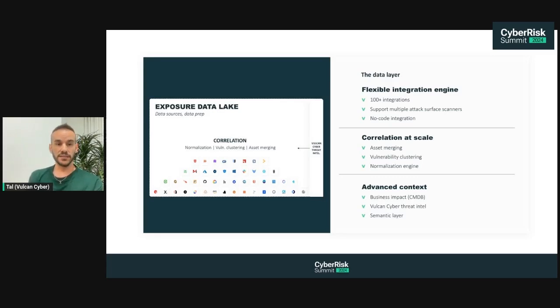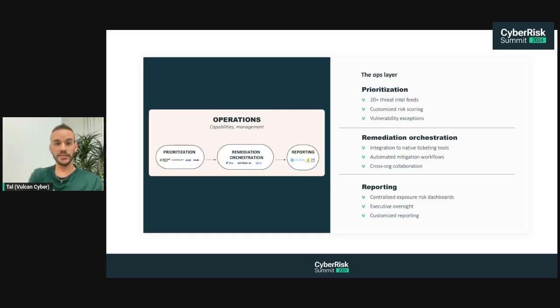Once the data is in, we're enriching the data and doing the semantics on top of it. Then we can actually have the context, where we're also bringing in the threat intel and doing the actual calculation itself, which opens the door to the next layer. The next layer is the operational layer. First things first, we're doing prioritization.